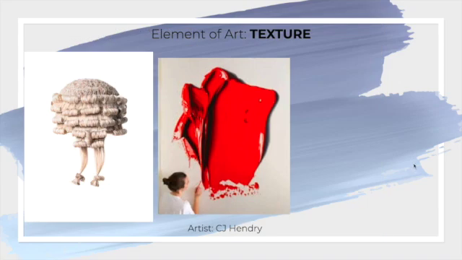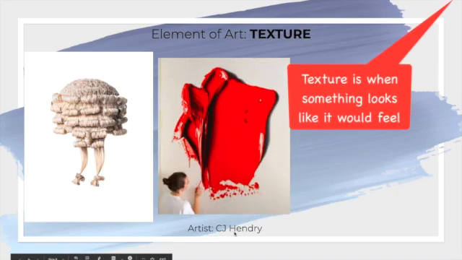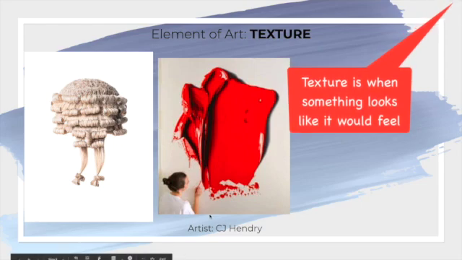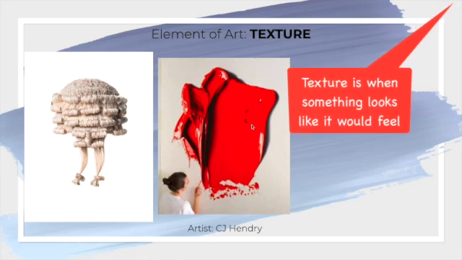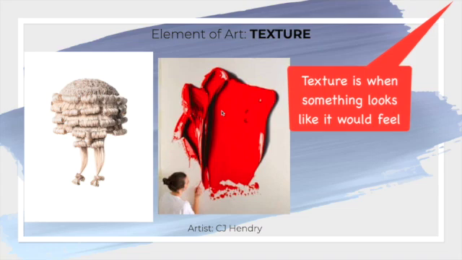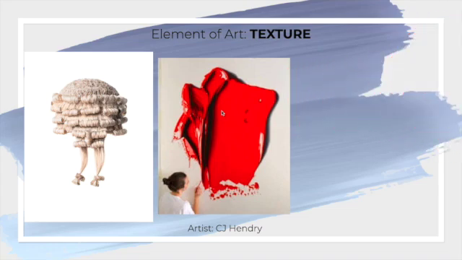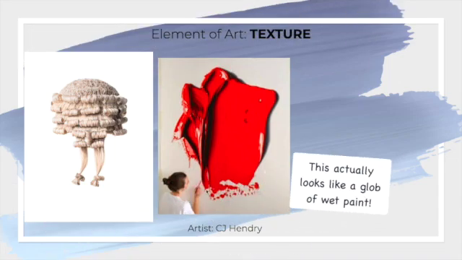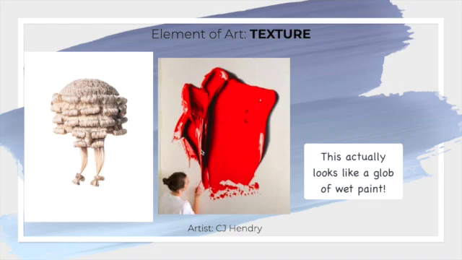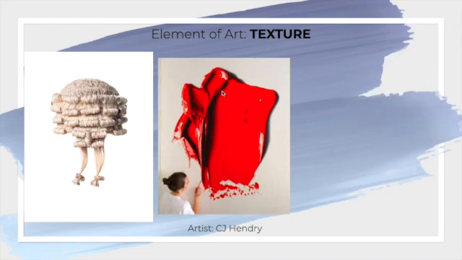Another element of art is texture. C.J. Hendry, if you have not heard of this person, is a really talented Australian artist. This artist uses colored pencils to create these works of art that look like they actually are things that have texture, so things that we could feel, things that are textile. So in this one, she uses colored pencils to create a wig. It almost looks like we can see all that individual hair texture. And in this one, she uses red colored pencils to actually draw something that looks like it's 3D paint coming off of this big piece of paper. It's pretty impressive.